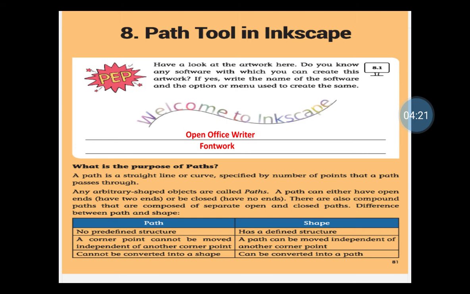But in shape there is a defined structure. Shapes means mathematical shapes, like a rectangle, triangle, square, circle. These are the shapes, no? For these shapes there is a structure. For one particular shape there is a different structure. But for path there is no structure.